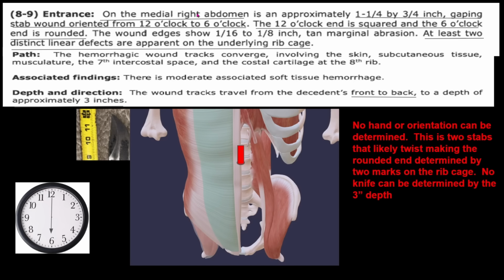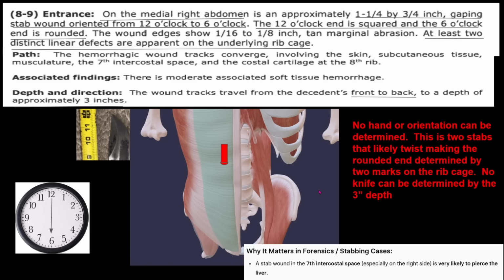8 to 9. On the medial right abdomen is a 1/4 by 3/4 inch gaping stab wound from 12 to 6. This is the right abdomen. This is the front. Actually, that's showing the left abdomen there. It actually should be over here at the right abdomen. Okay, now this is an important one right here. This is a wound track that travels from front to back to a depth of 3 inches.